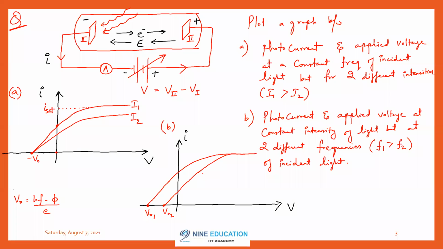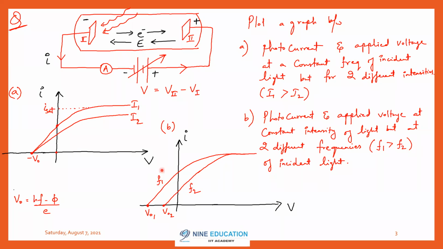Something like this. Okay, so because intensities are same, constant intensity. Now which is F1, which is F2? Tell me, out of these two, this left side is F1 or right side is F1? Left side is F1, this is F1, and this is F2.